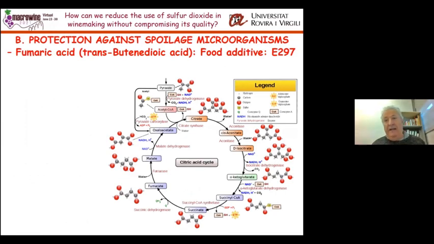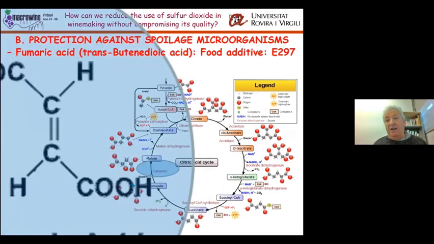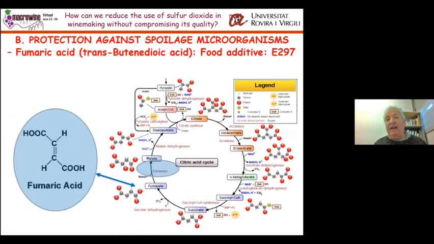More recently, fumaric acid, trans-butenedioic acid, has been proposed as an inhibitor of malolactic fermentation, of lactic acid bacteria. It's not authorized now, but probably it will be authorized before the end of this year by the OIV. Fumaric acid is an intermediary of the Krebs cycle and is also authorized as an additive in other foods and is used widely in the food and wine industry.